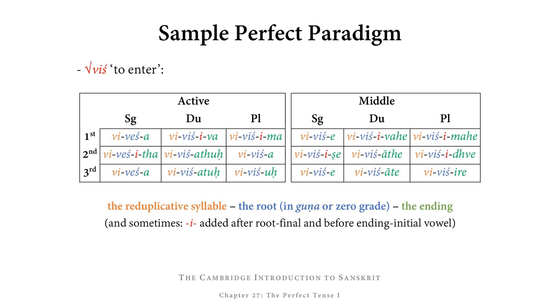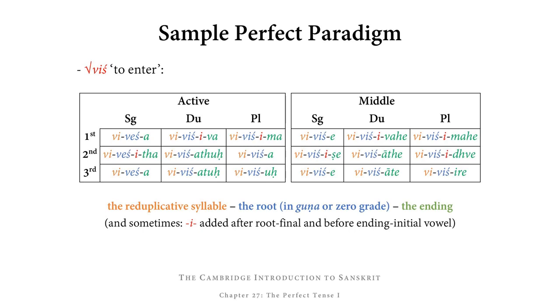So, in the active singular, we get wiwesha, wiweshita, wiwesha. So note, we have the reduplicative syllable, we have the verbal root in guna, so wesh. Then we have the endings a, ta, and a. And in front of ta, which begins with a consonant, this I appears. So it's wiweshita rather than wiweshta, which would cause some internal sandhi.